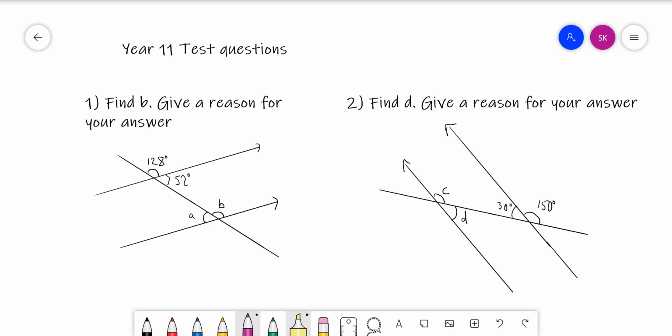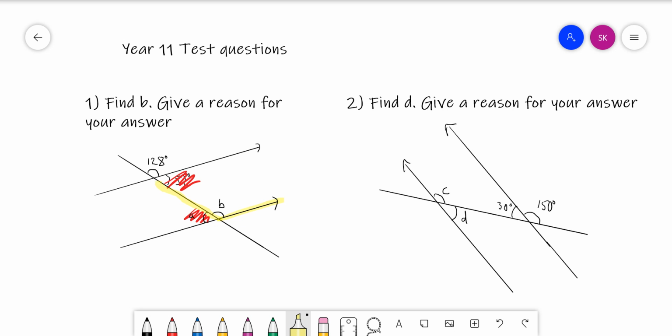Give a reason for your answer. So there's a red herring. In fact, there's a couple of red herrings in here that are designed to throw you off. First of all, A is not helpful, and nor is 52 degrees. What matters is I'm looking at B.